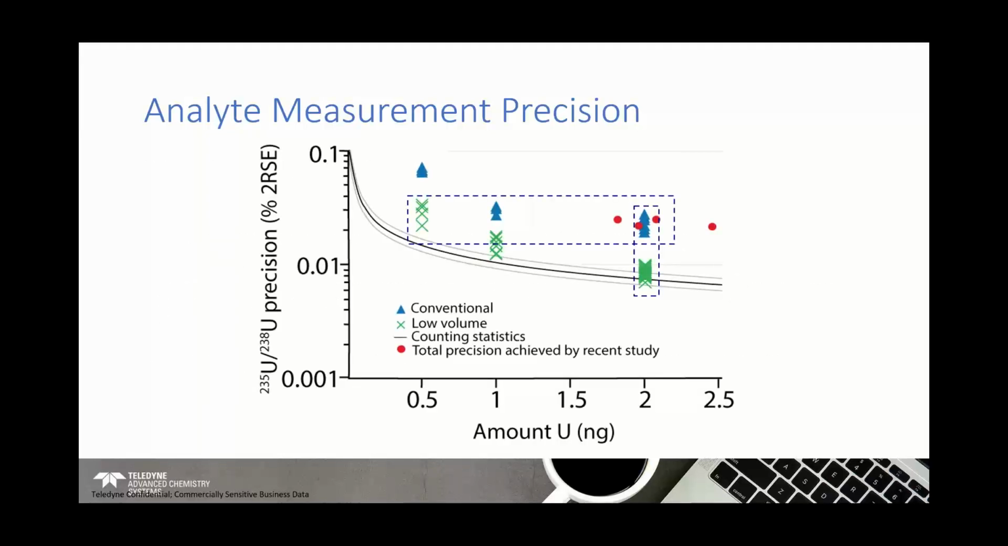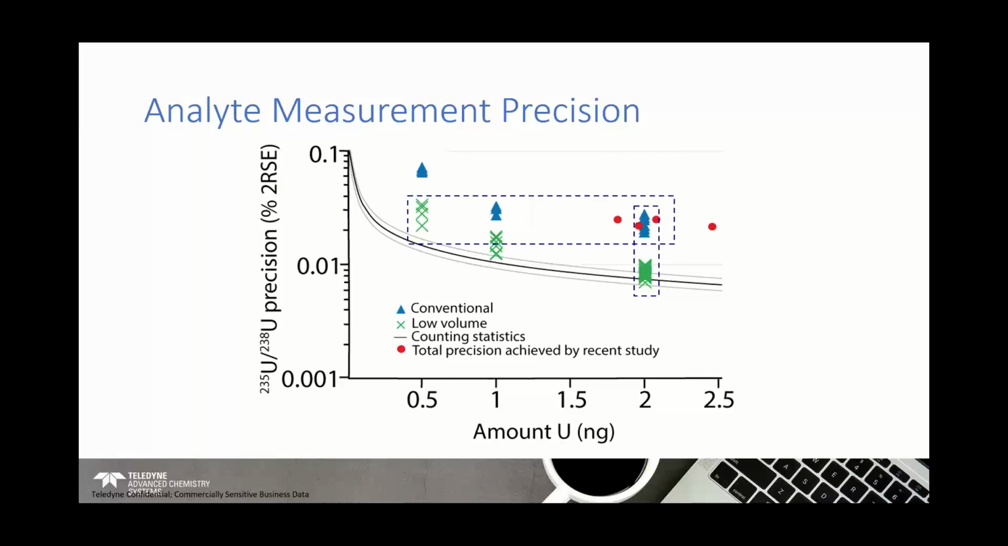So, an example of data for you. This data is from our collaborators at the British Geological Survey, who will be mentioned in the acknowledgements. But I just wanted to give you a real example of what this actually looks like. What you're looking at here is a graph comparing the amount of analyte, uranium in this case, across the x-axis, versus the precision of the 235 to 238 uranium ratio on the y-axis. What I want to compare here is the blue data points with the green data points.